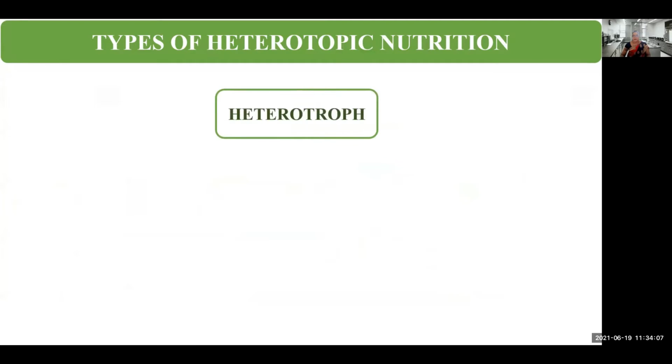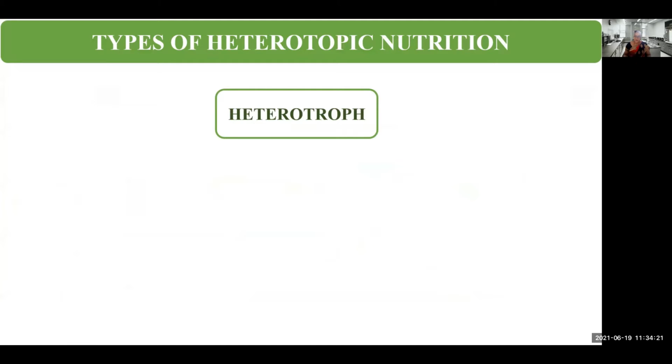So now let me start with heterotrophic nutrition. Autotrophy is over, now we are coming to heterotrophic nutrition. Okay, just let me share my screen. Types of heterotrophic nutrition. As we all know, what do you mean by heterotrophic nutrition? We have previously seen about it. Yes or no? Organisms that depend on other organisms are called heterotrophs.